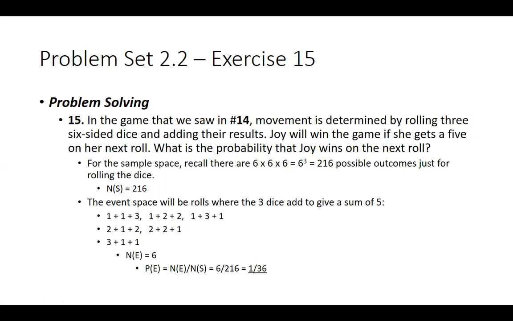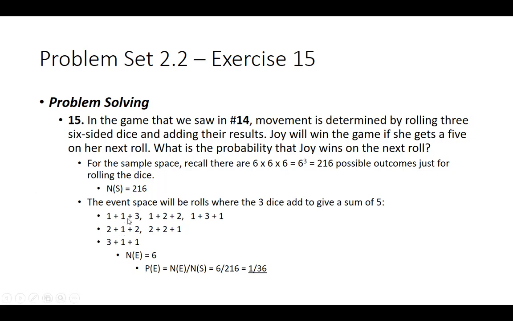Number 15. In the game we saw in number 14, movement is determined by rolling 3 6-sided dice and adding their results. Joy will win the game if she gets a 5 on her next roll. What is the probability that Joy wins on the next roll? So again, the sample space hasn't changed. That's still 6 to the third or 216 possible outcomes just for rolling the dice. The event space we're interested in will be rolls where the 3 dice add to give a sum of 5.